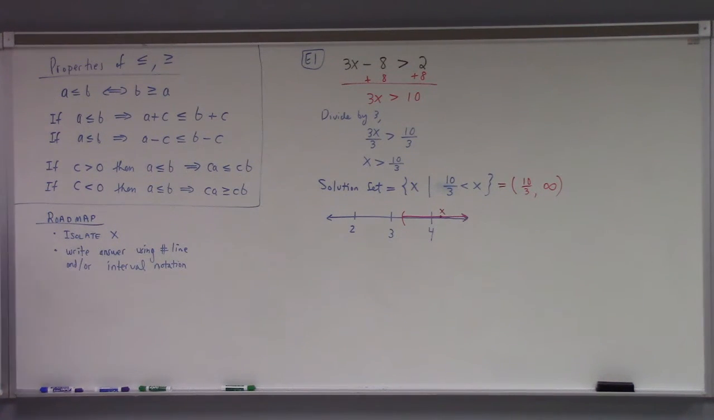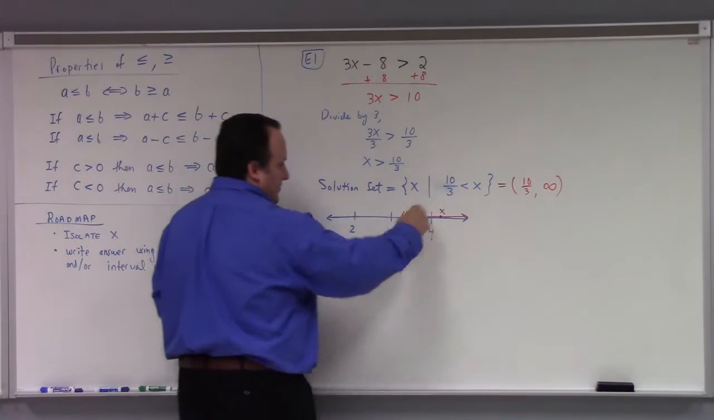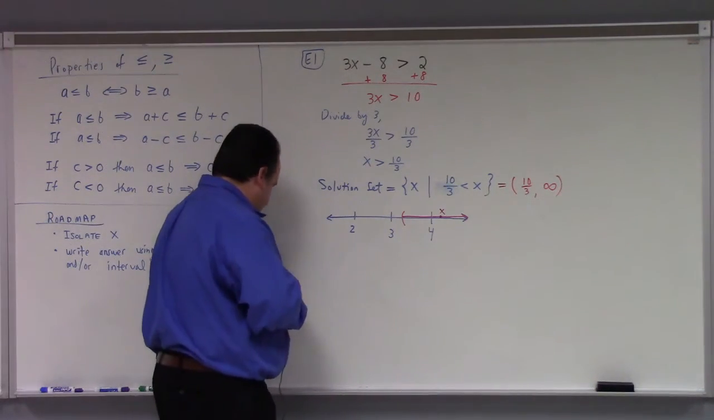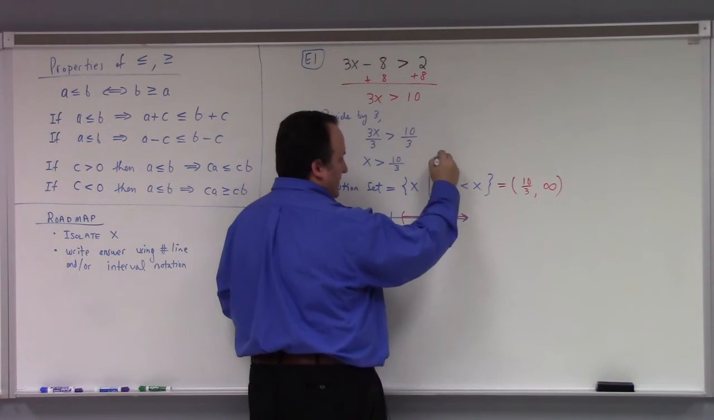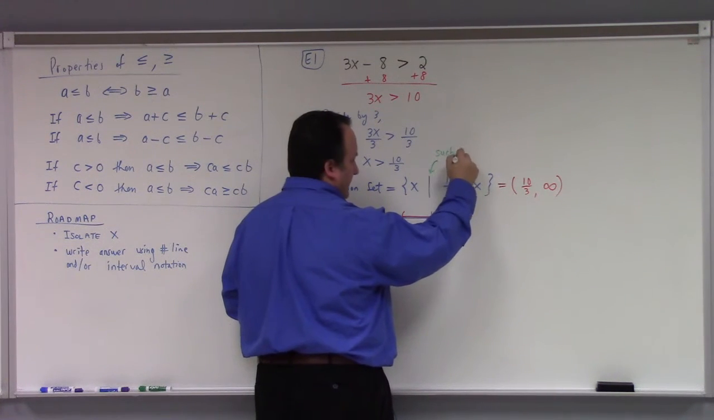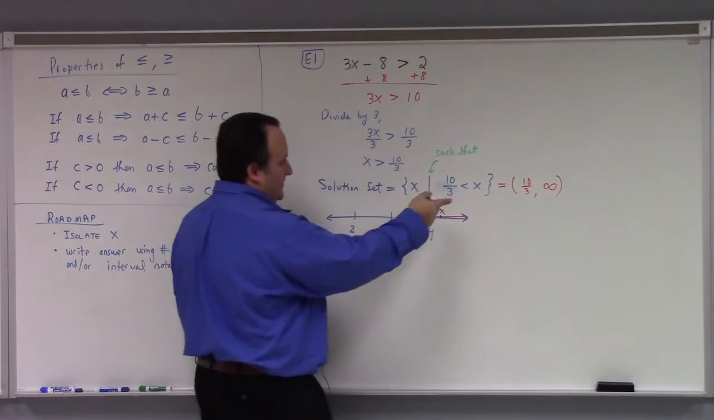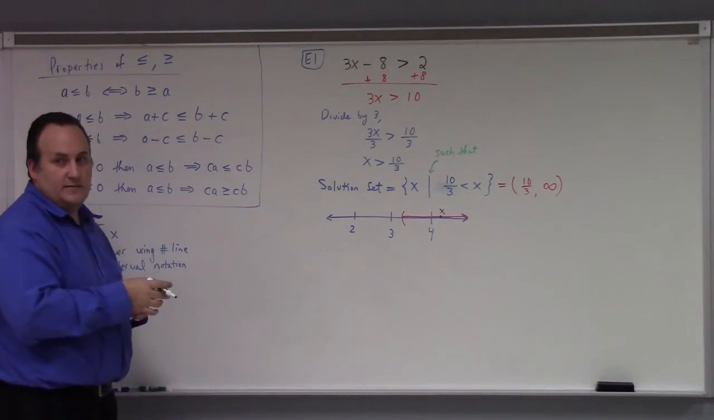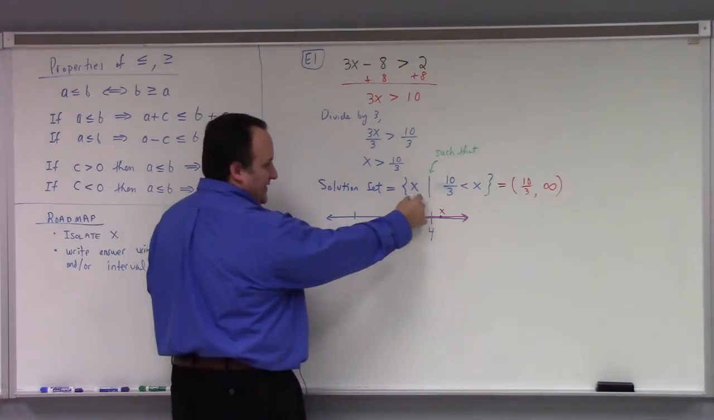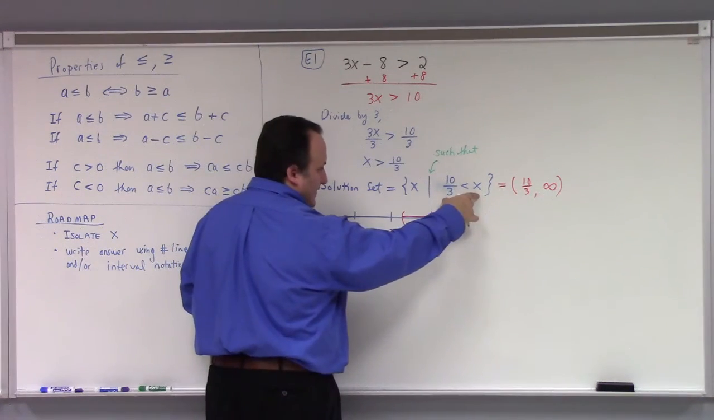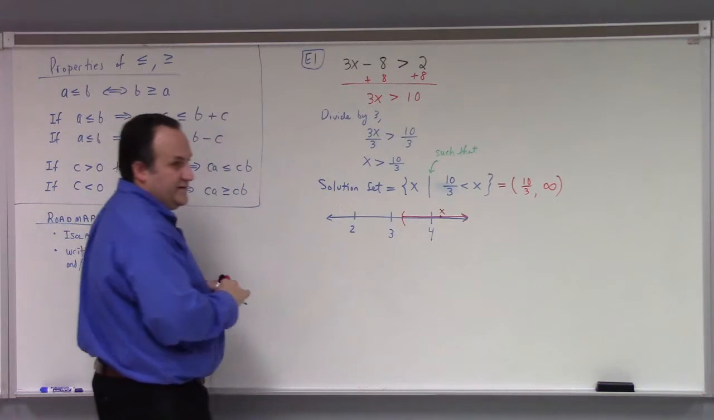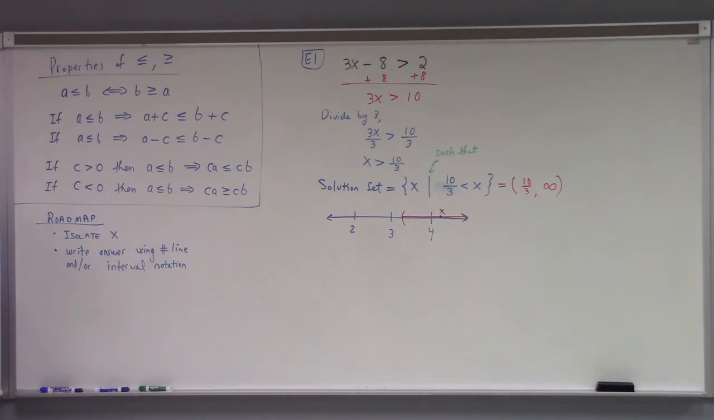Set builder notation. This right here is set builder notation. This notation right here, this vertical bar, is supposed to be read "such that." So the way this notation works is you put the objects that are in the set here, right? And then you put the condition on those objects to the right of the such that bar. So that's one way we can describe sets.